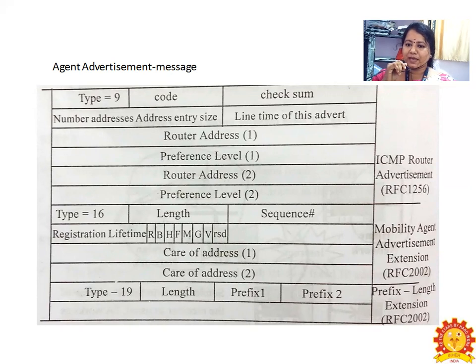This is followed by R, B, H, F, M, G, V. Here R is router, B means busy, H is home agent, F is foreign agent, and M, G, V. At last it will be the reserved field. Under that we have care of address 1, care of address 2, followed by type 19, followed by the length, which is followed by prefix 1 and prefix 2. So this is the packet format for the agent advertisement message.